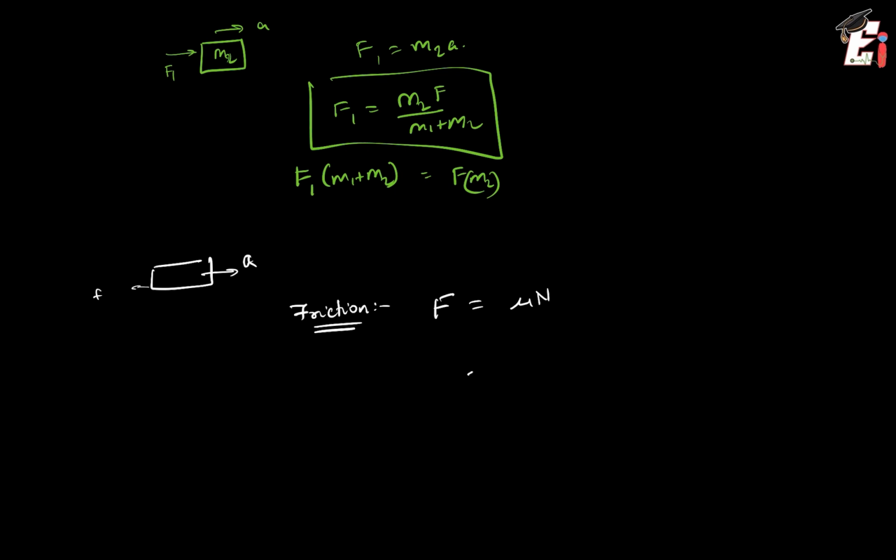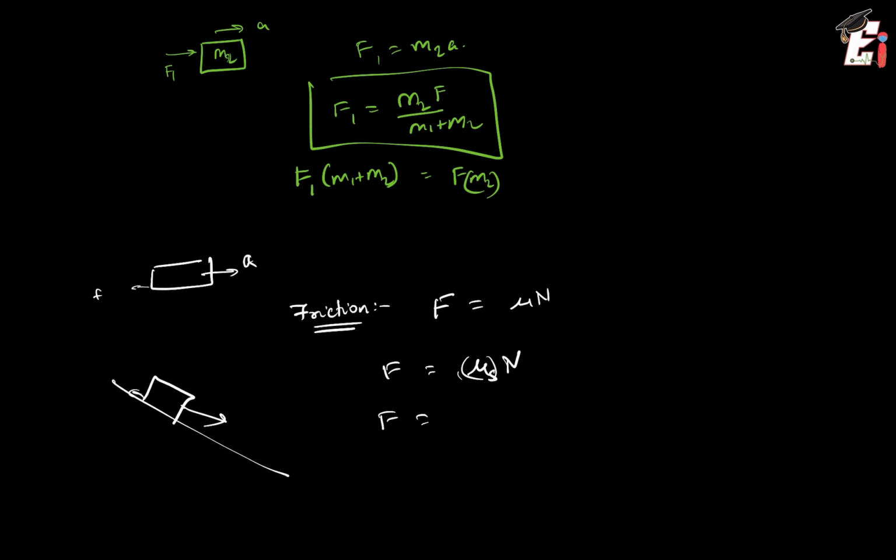Friction is equal to mu N. There are two types of friction. One is static friction. When an object is stationary, suppose I have a slope like this, and the object is not sliding down. So who is keeping this stationary? That is static friction. So static friction is equal to mu_s N. This is the coefficient of static friction.